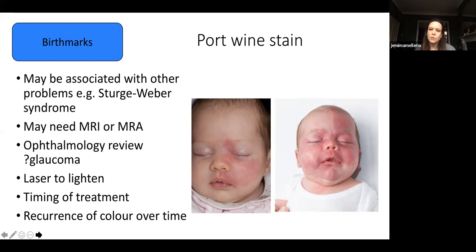And that risk of glaucoma may not be present in the first few years of life, but can be something that comes on during life. So ophthalmology follow-up to check the ocular pressures is really important there.